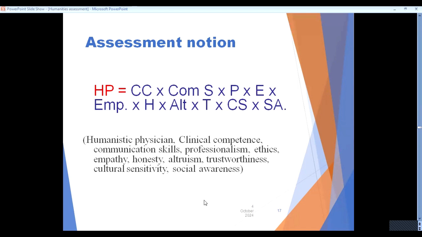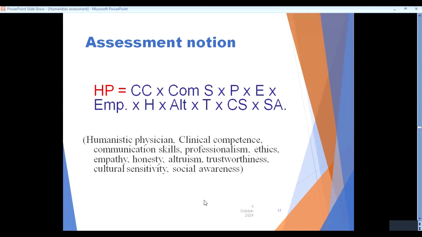So all these, what has been written, they are attributes of humanities. But if you think very carefully, it is not addition, it is multiplication. Now, what is the meaning of this formula? Multiplication means if any of the component or attribute of humanity is missing, everything will become zero. So for a competent humanistic physician, all these attributes should be present. It might be more or less, but nothing should be zero.